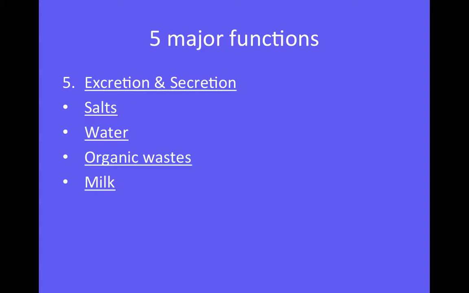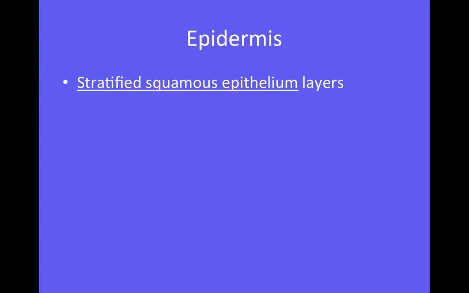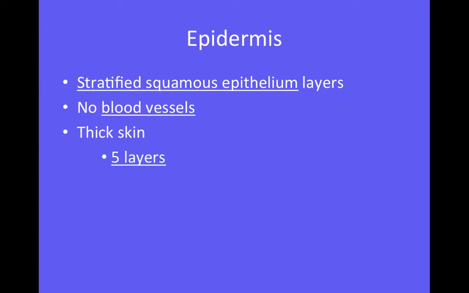Alright, so now that we've got an overview of the integumentary system, let's start taking a look at the integument specifically. And we're going to start with the outer layer, which is the epidermis. The epidermis is made up of stratified squamous epithelial layers that contain no blood vessels. If we look at the epidermis, we actually have two different types of epidermis. We have thick skin, which is made up of 5 different types of cell layers.